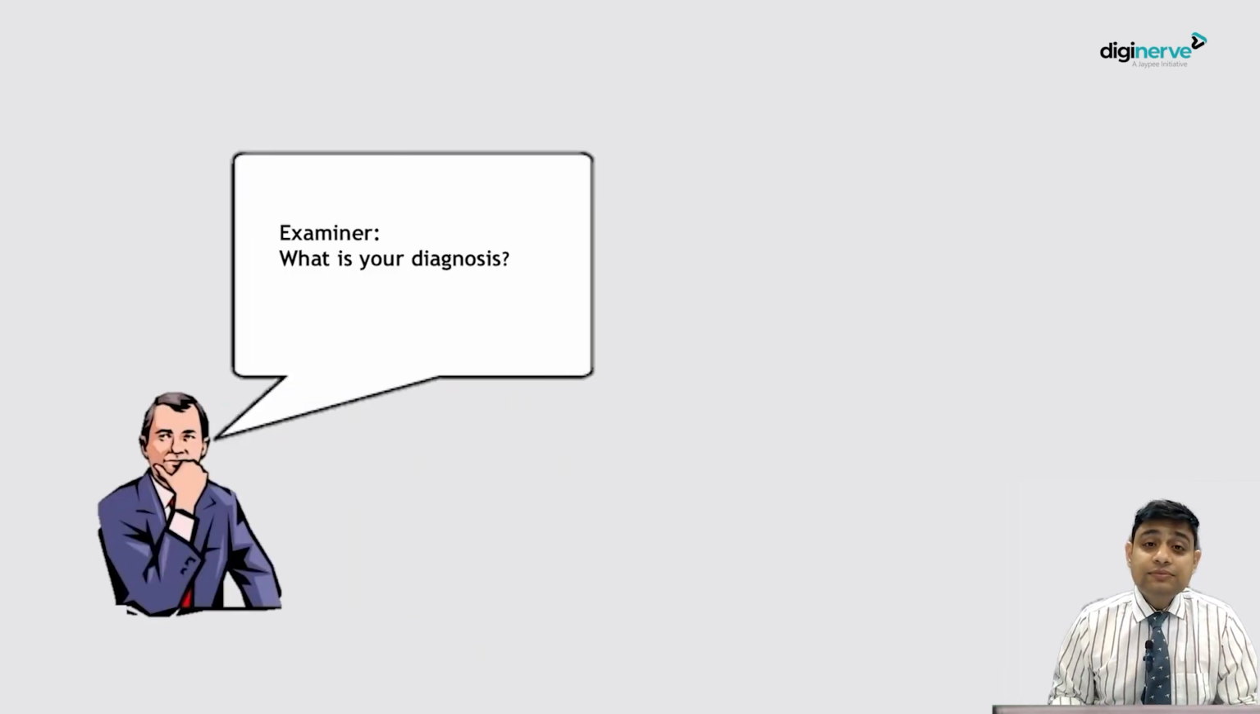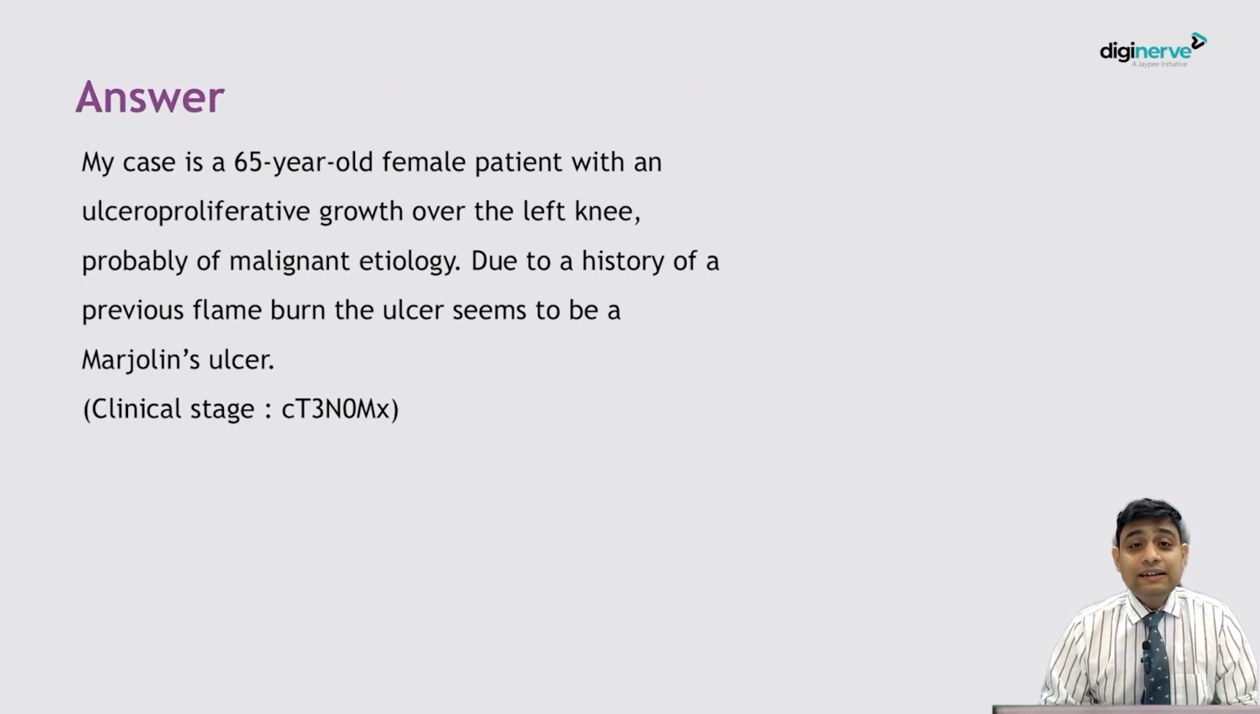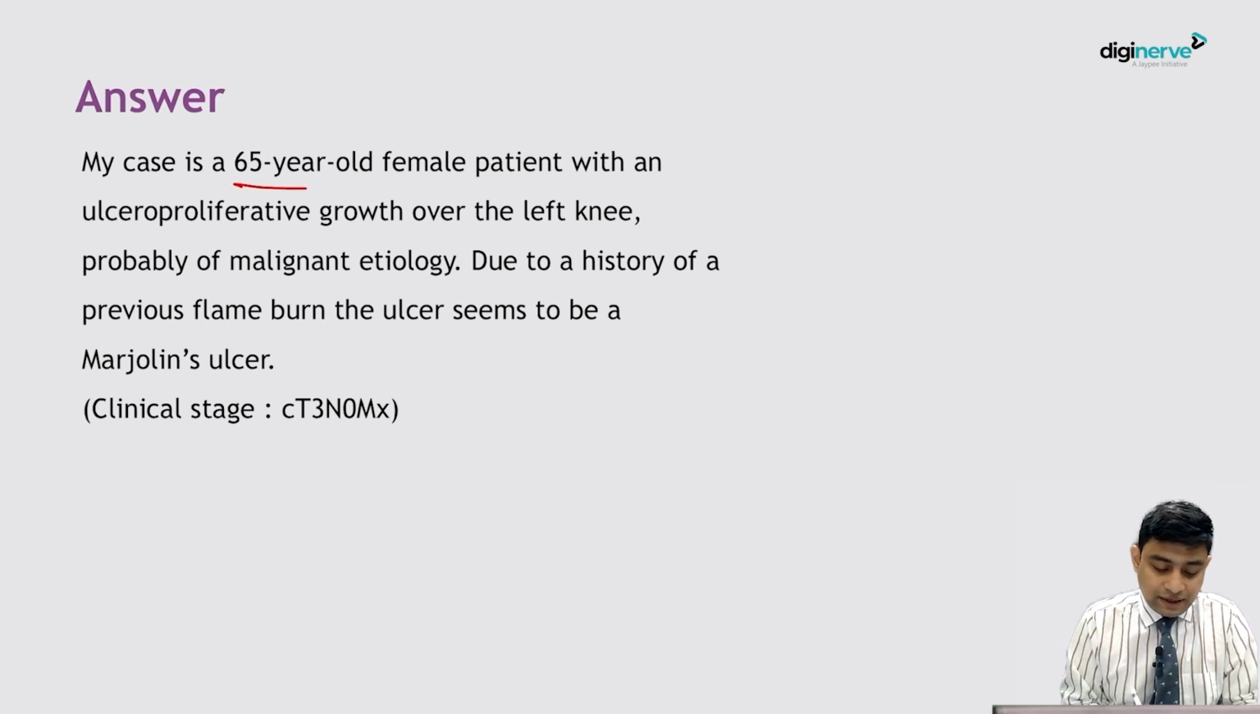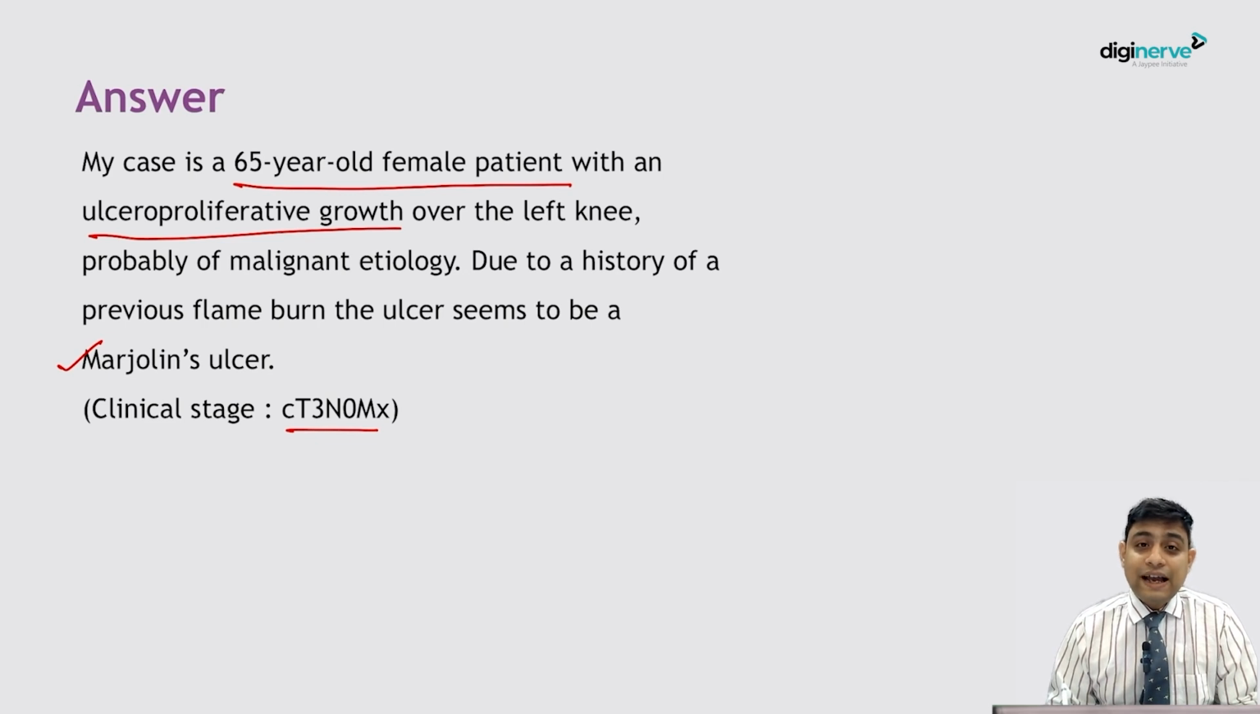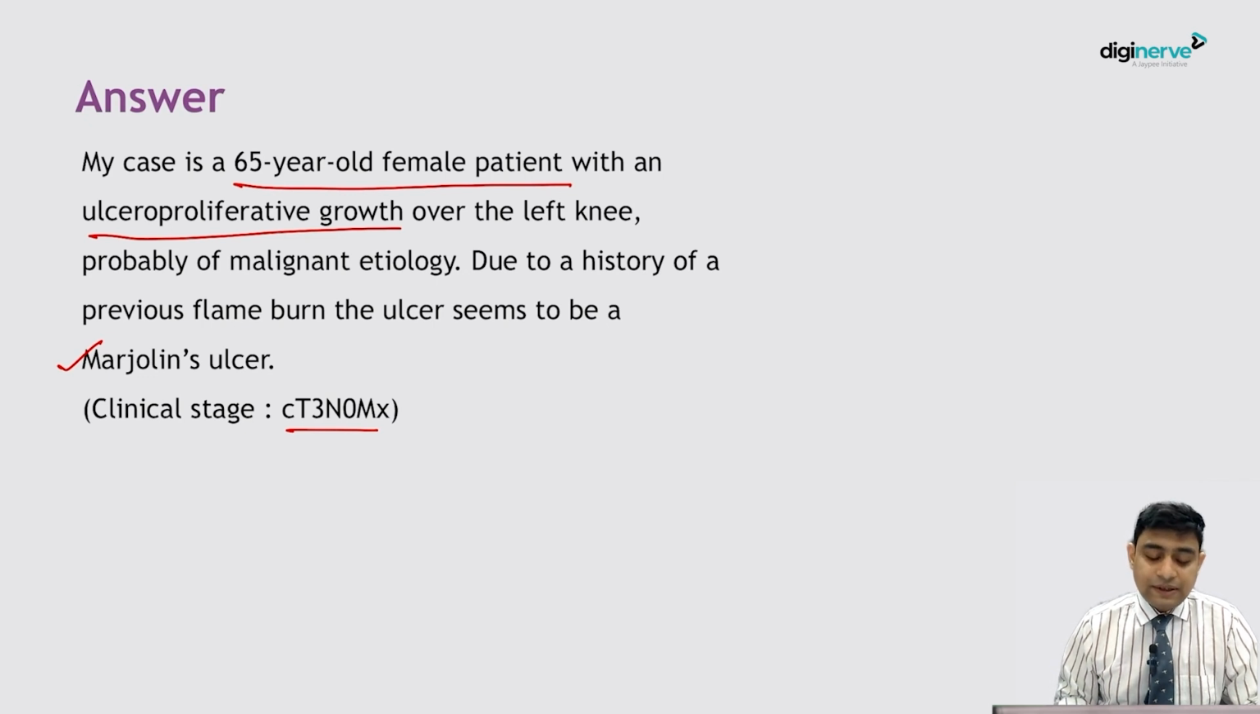Okay, so now the examiner asks us about the diagnosis. Diagnosis in an MS or a DNB examination, we should be very particular about the way that we present our diagnosis. So we'll say that this is a case of a 65-year-old female patient with an ulceroproliferative lesion over the left knee, probably of malignant etiology. Due to the history of a previous flame burn, it is probably a Marjolin's ulcer. The clinical stage is T3, N0 and MX, of course, because the size is an important prognostic factor. We have no lymph nodes, and of course we've not evaluated for metastatic workup in this patient as of now.